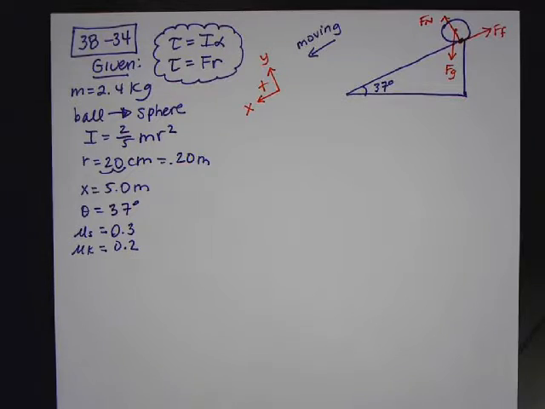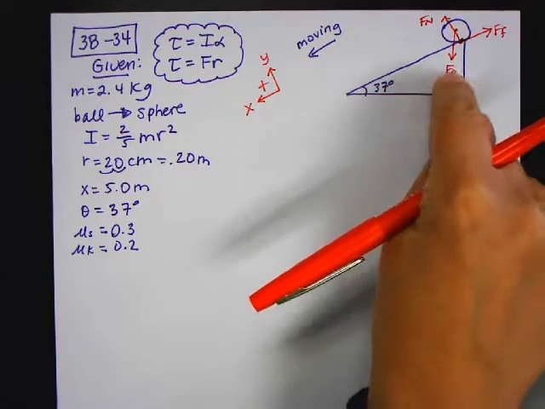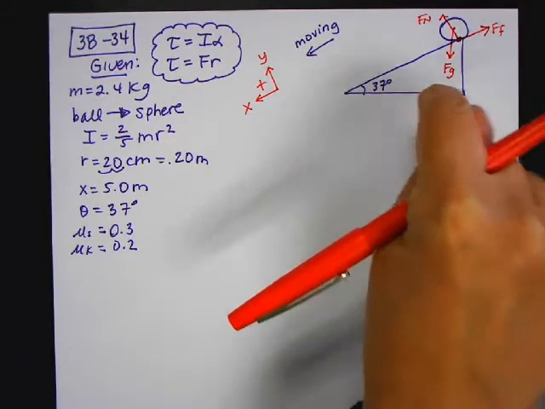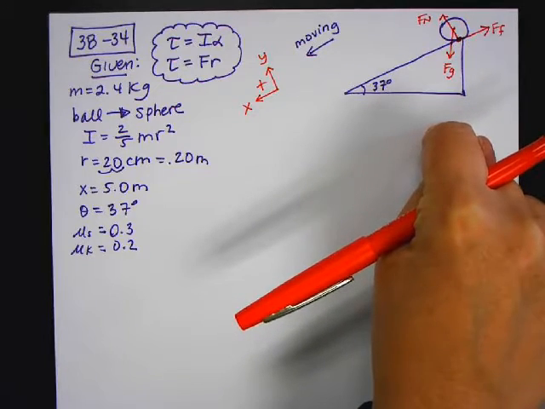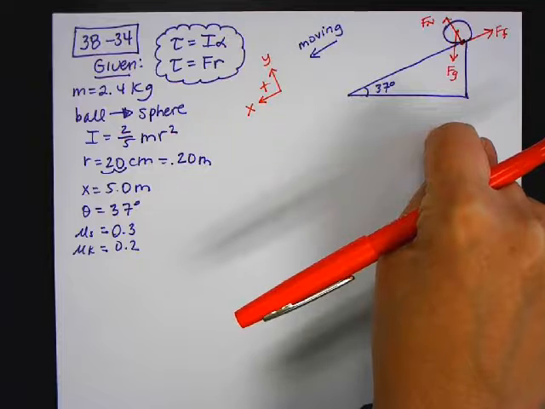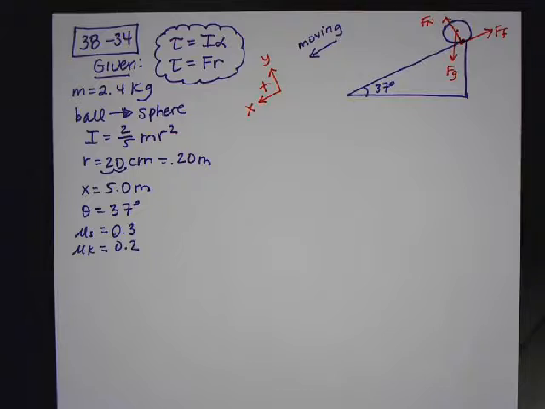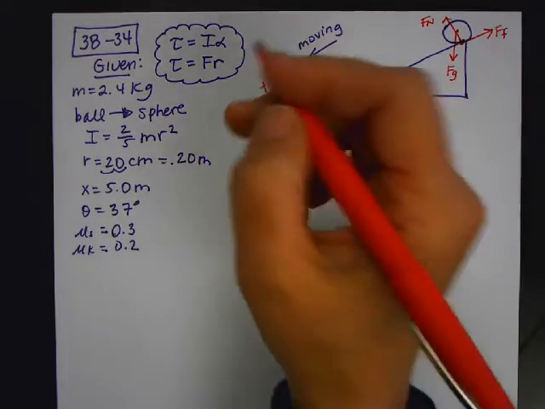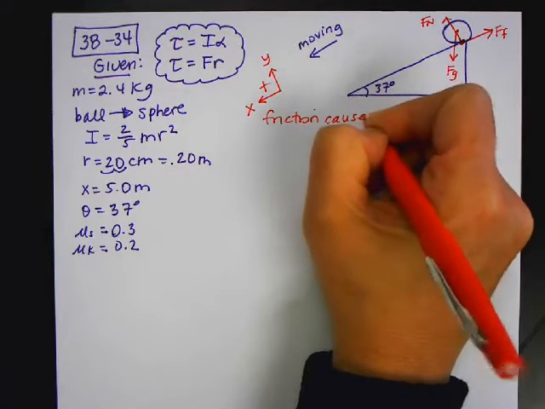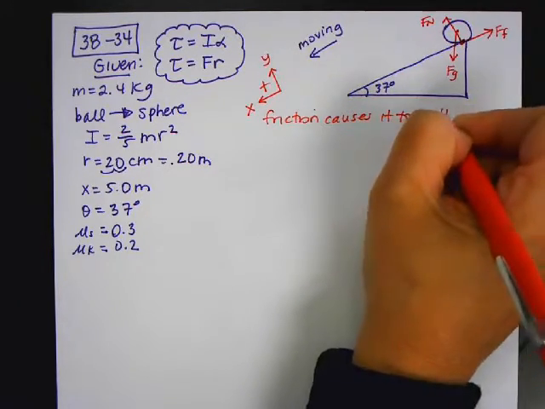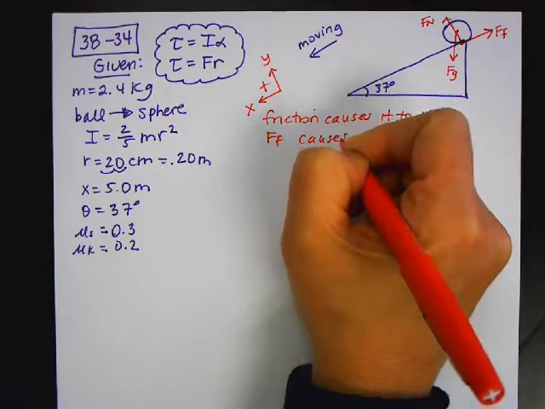So again, where do I start with this problem? Well, first of all, there's a difference. This ball is rolling down an incline. If this ball is rolling, what is causing it to roll? If there was no friction, the ball would slide. So what is causing this to roll is the frictional force. The friction causes it to roll, which means that the frictional force, F of F, causes the torque.